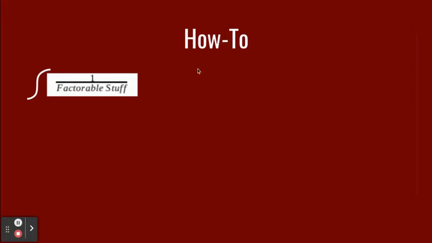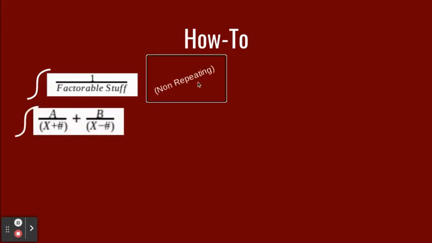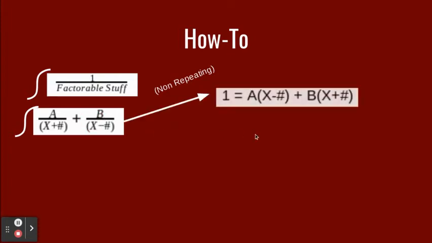It'll usually look like a 1, or maybe an x, maybe a 2x, over some factorable stuff. And that has to be not repeating, by the way. So then we can separate the 1 into a plus b over the two binomials that we have factored out. And then we can cross multiply it.